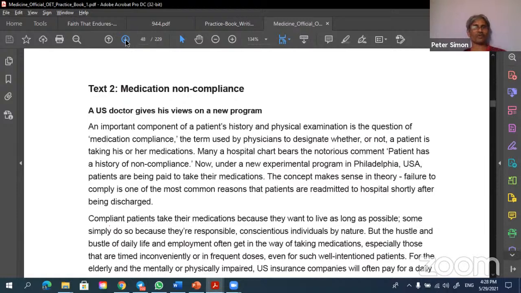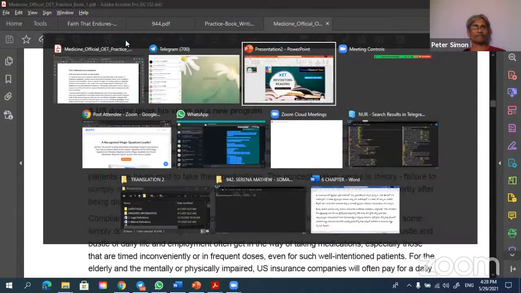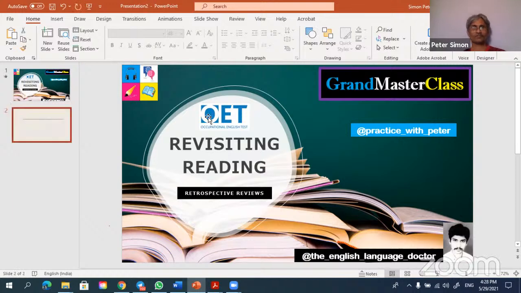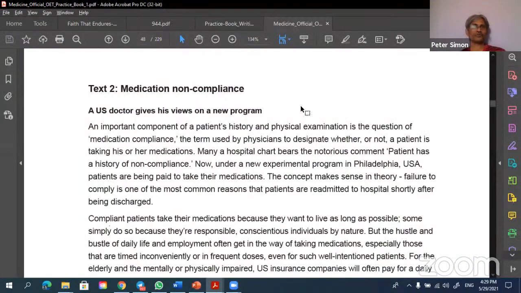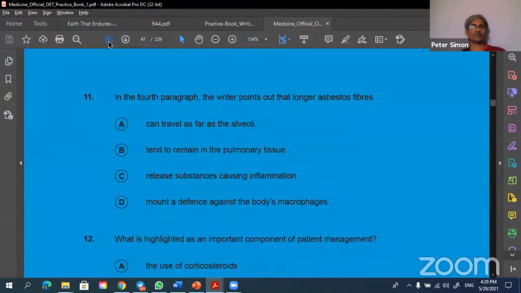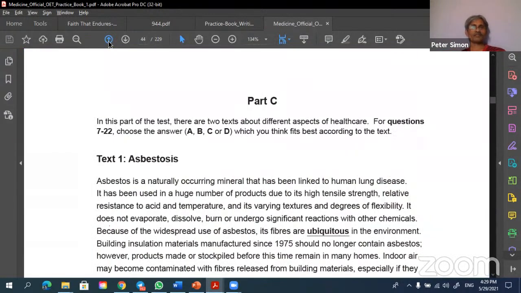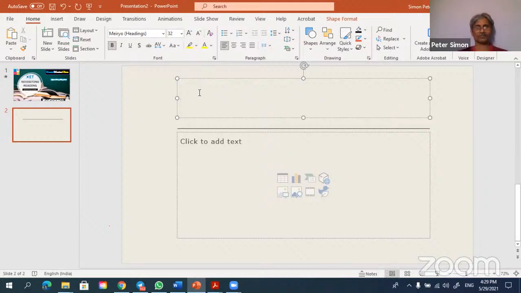Medication non-compliance. Text 2. Text 1. Asbestosis.